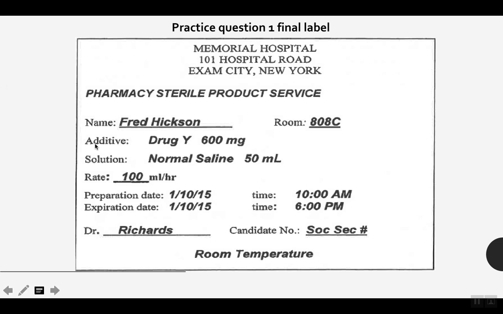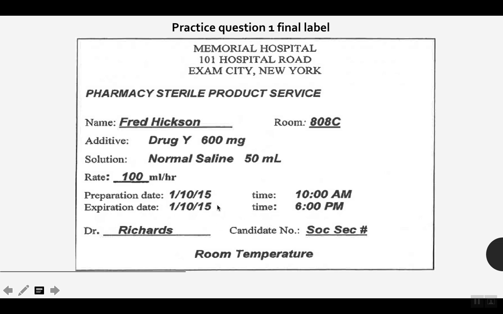You must include the additive, drug Y, and also the dose, the amount, the solution, and also the volume. The rate is always in mLs per hour. Please remember this. Even if they don't put the units here, remember to put mLs per hour. Then they have the preparation date, expiration date, and the times.